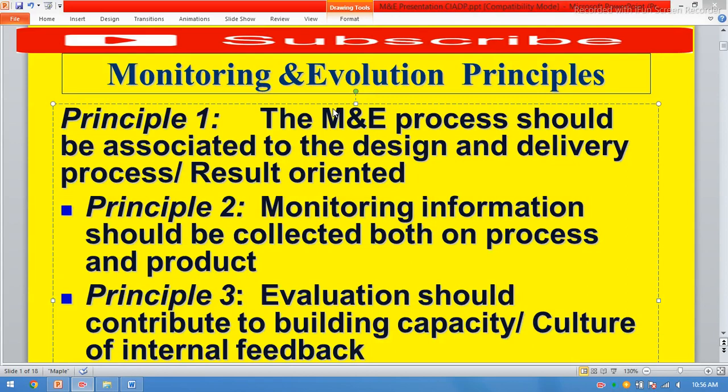Today's session is about monitoring and evaluation principles. Principle number 1: the monitoring and evaluation process should be associated to the design and delivery process, result oriented. Principle 2: monitoring information should be collected both on process and product.